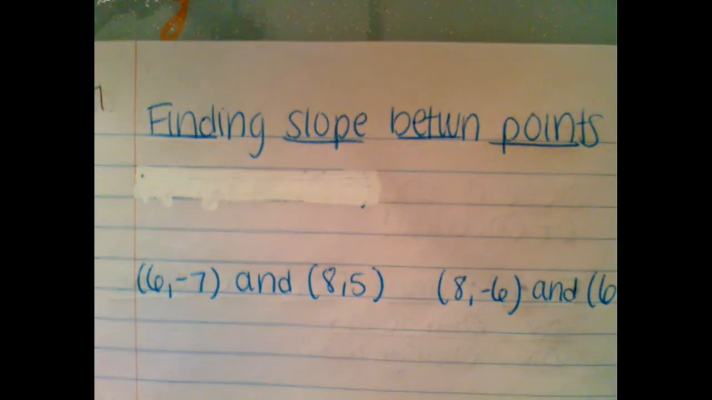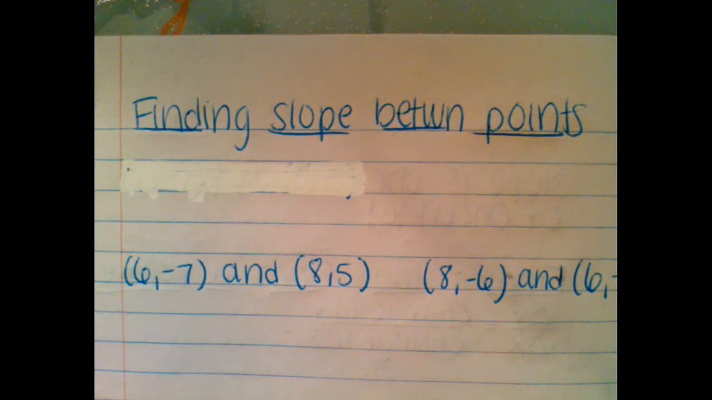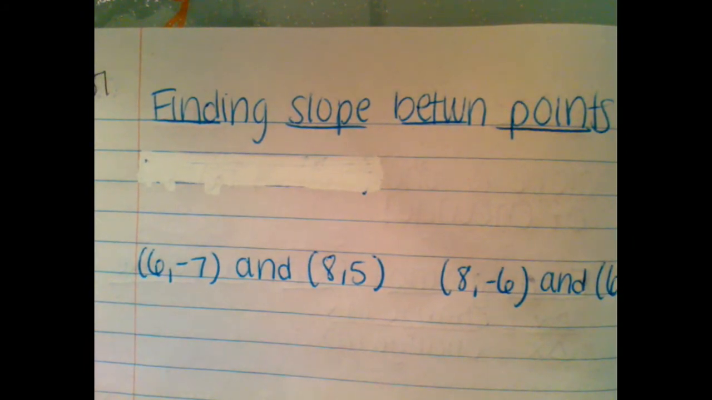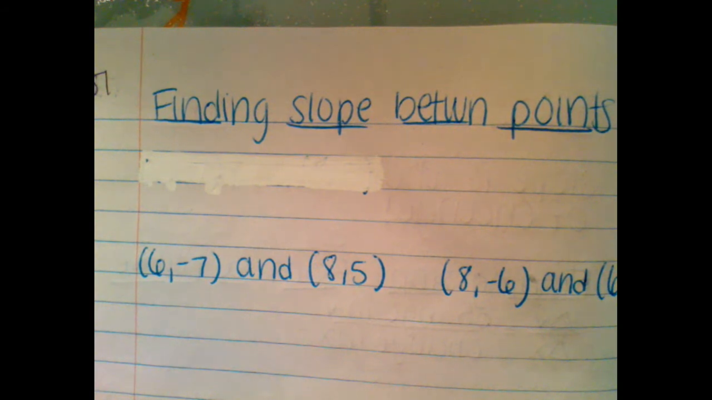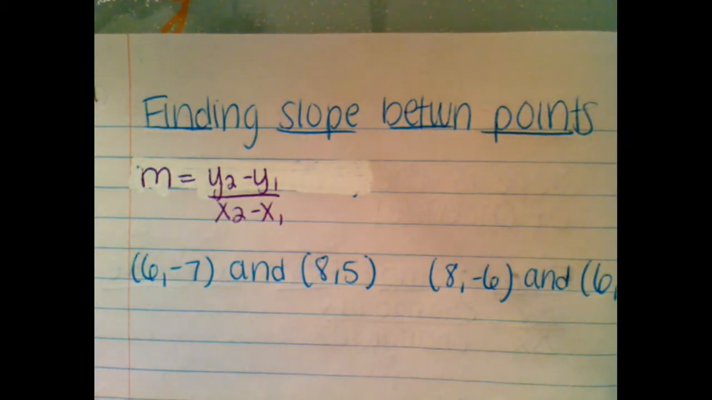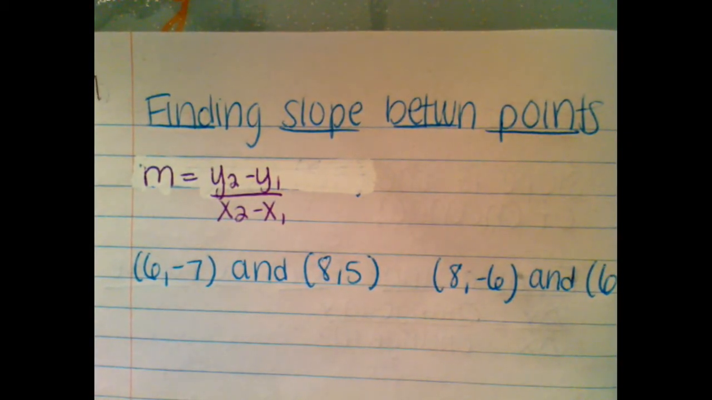Finding slope between points. Now, this is going to require you to remember the slope formula. Slope formula: M equals, you'll see it kind of two different ways, but that's okay. Y2 minus Y1 over X2 minus X1. And what you should remember is that we told you to always use your calculator, always label the points.